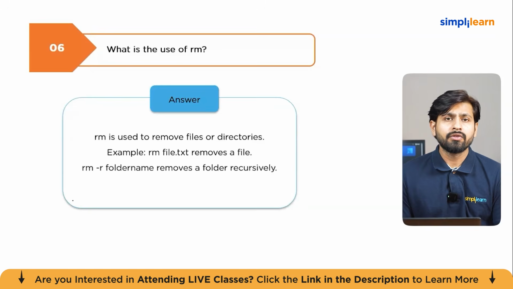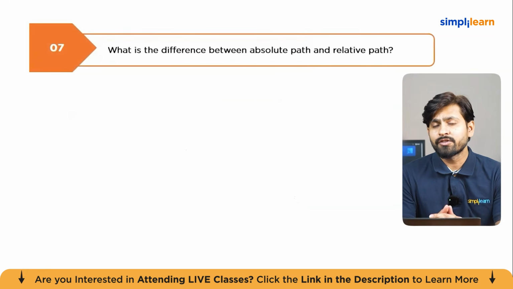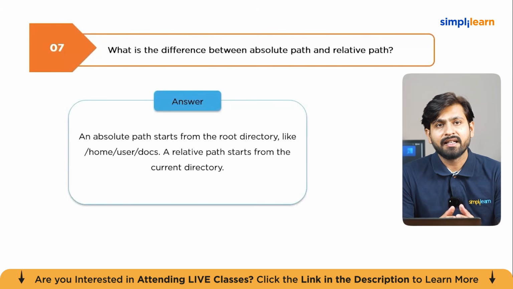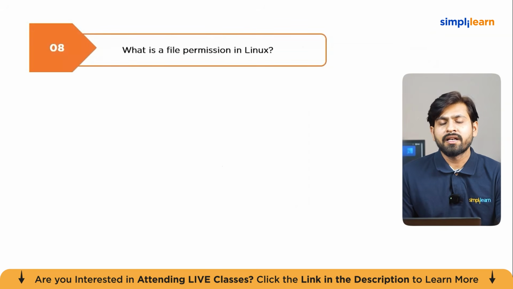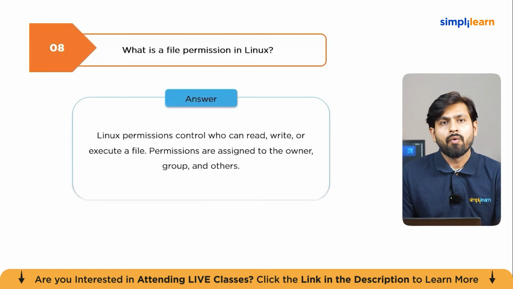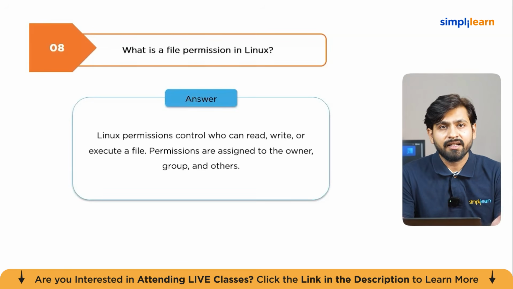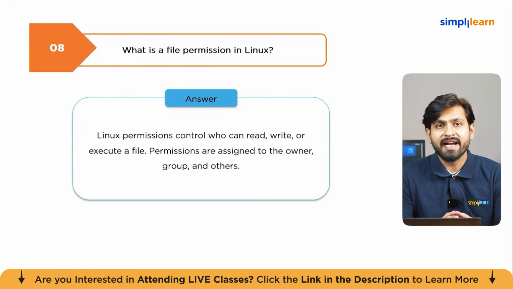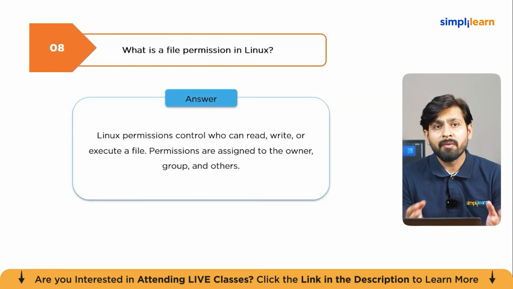Now let us move on to the next question. What is the difference between an absolute path and a relative path? An absolute path starts from the root directory, like /home/user/docs, and a relative path starts from the current directory. Now let us discuss the next question. What is a file permission in Linux? Linux permissions control who can read, write, or execute a file. Permissions are assigned to the owner, group, and others.